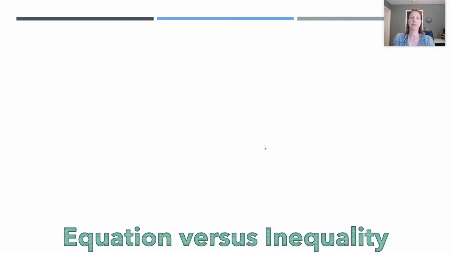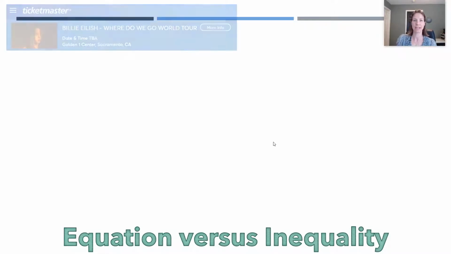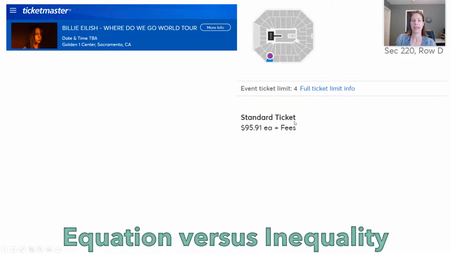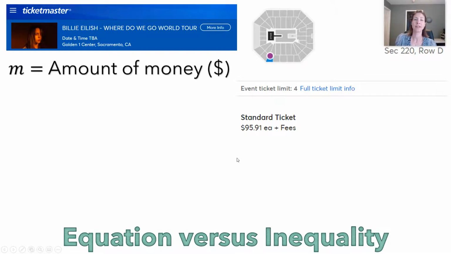Now I want to talk about the difference between an equation and an inequality. I think it helps to think about money. So I like Billie Eilish, so I looked up her concert tickets, and the nosebleed section here is going for $95.91 plus fees. So I figure the fees are usually about $10 or so. So if I want to go to the concert, M is going to equal the amount of money I need. And I'm putting 106 because of the fees. So the ticket is about $106. So to go to the concert, I need exactly $106.